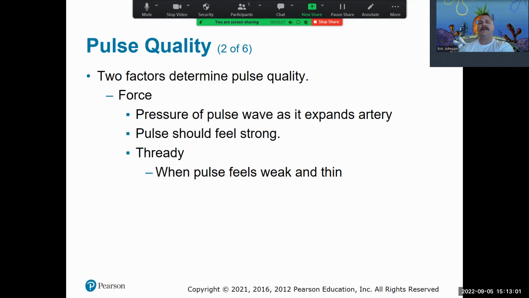Weak, thready, doesn't really have enough pressure to effectively get past your finger, which again, we are not pushing all the way down. I'm trying to make sure that you guys can kind of see it. My background, sorry, SpongeBob is kind of screwing me up here. We're not pressing it down to stop blood flow. We're just trying to place our fingers over the top so we can get kind of an idea of how it feels.